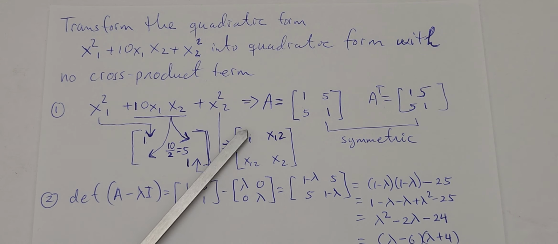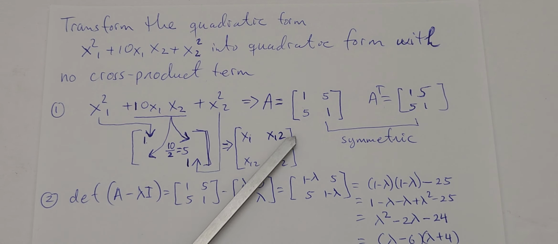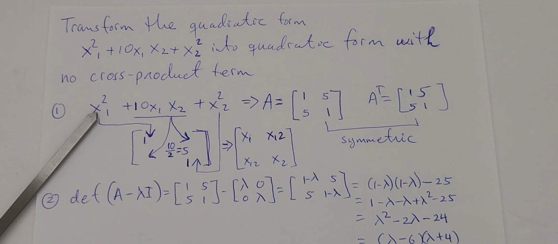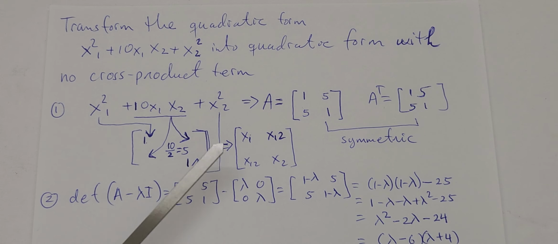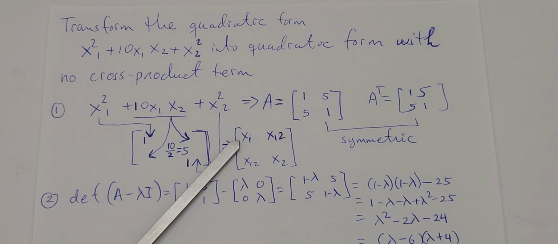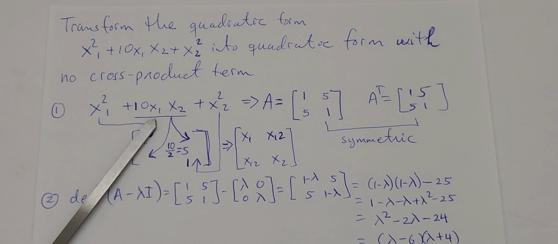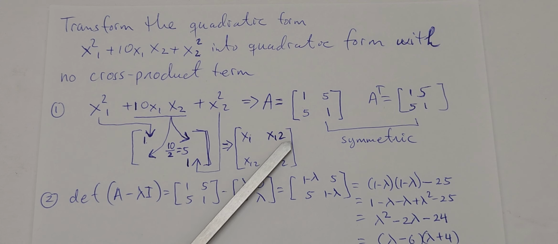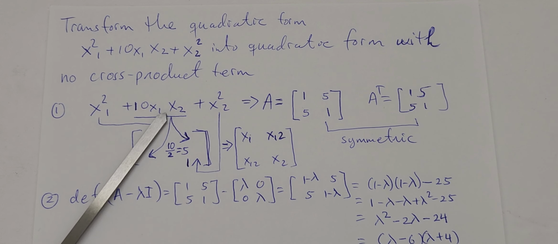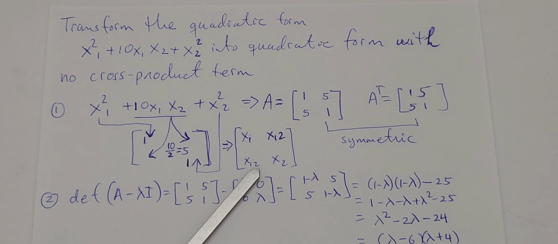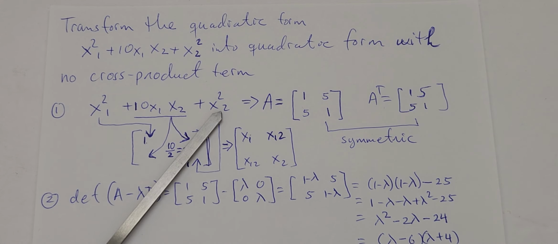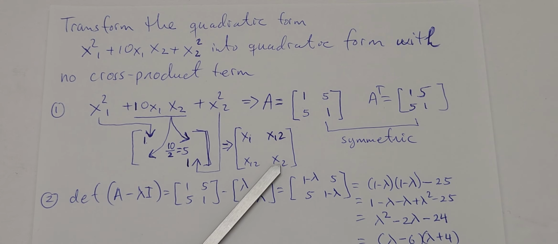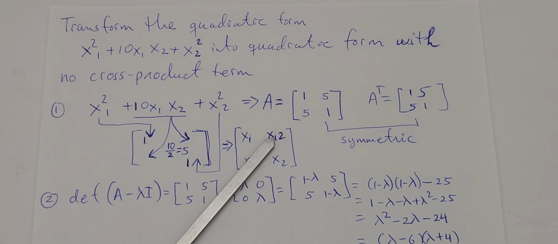This is the first position. This is the second position. This is the third, and this is the fourth. Okay, so one more time. Based on this information, x1 squared will be the first spot. x1x2 will be the second spot, but there are two of them, so x1x2 down here, and then x2 squared will be the last spot. So spot 1, spot 2, spot 3, spot 4.